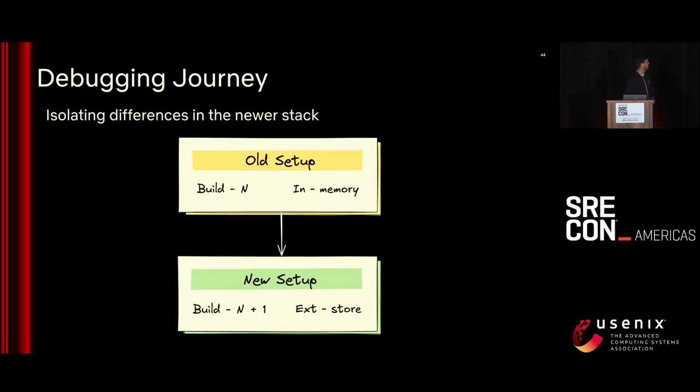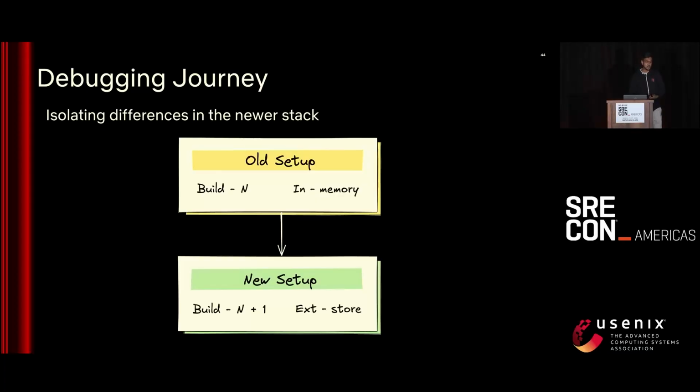This is where we shifted our journey and looked at the differences between the isolated stack, looked at the difference between the old and the new deployment. You can see it's different in two key ways. The build is higher, and the setup flavor is different. As I told earlier, we run two different flavors of memcached. The first one was in memory. When we scaled up, we shifted to exe store.